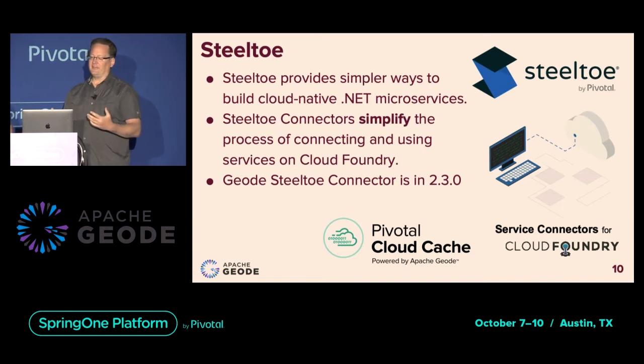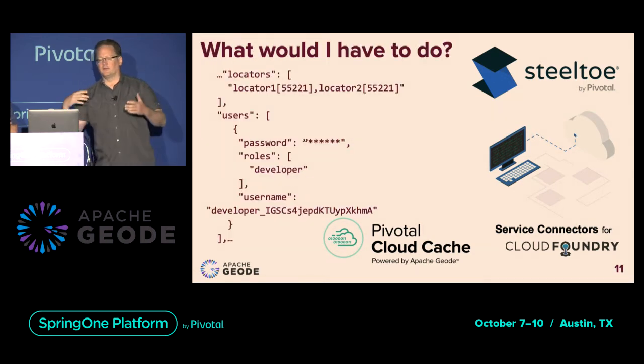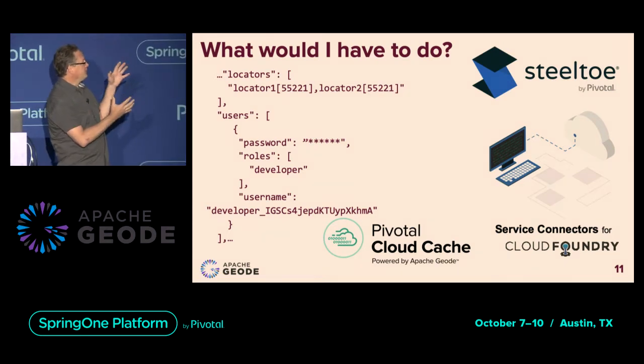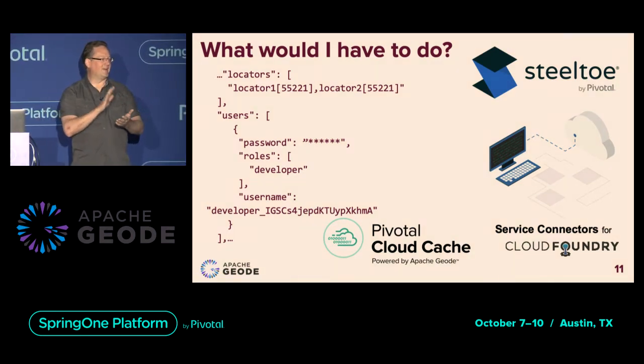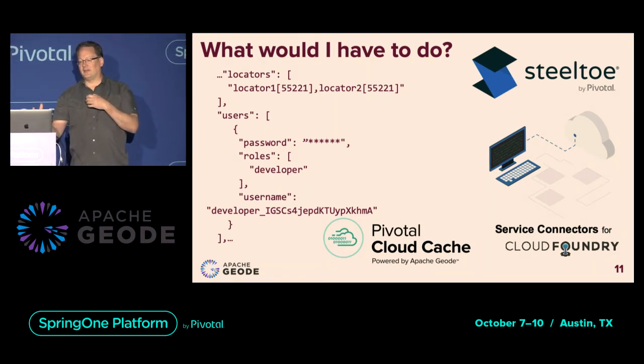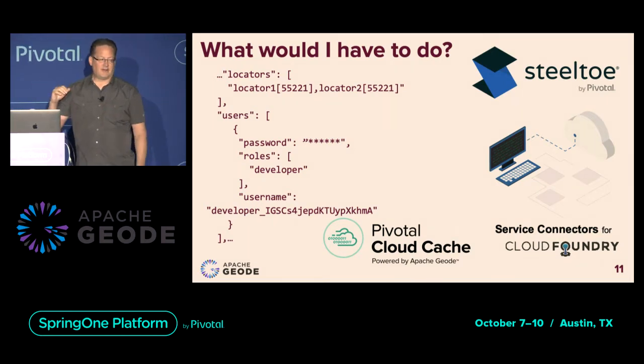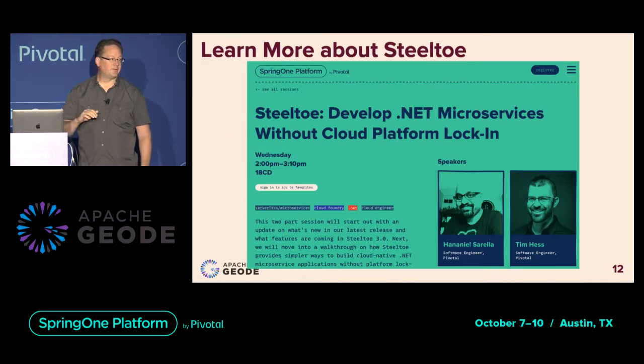So what would I have to do if I wasn't using Steeltoe? I would have to parse this big JSON document to figure out where my servers are, right? I can go off and ask, where are my locators? How many are out there? That stuff gets injected by Cloud Foundry, and I'd have to parse that. Same thing with username and password. So Steeltoe just simplifies that.